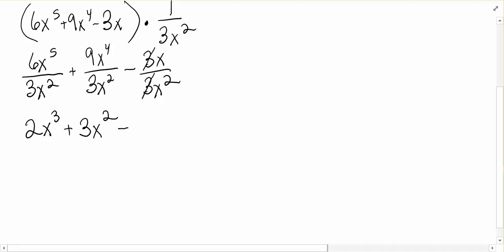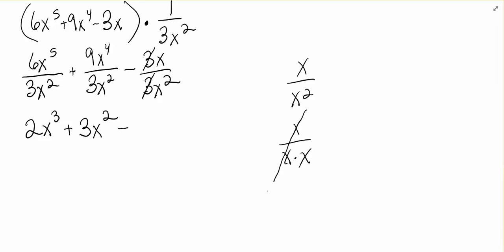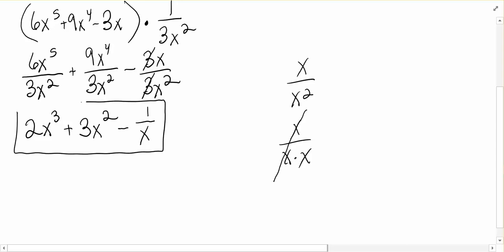The 3's divide out. Remember, dividing out means they're equal to 1, that 3 over 3 is 1. So similarly with our x over x squared, we want to think about that as x over x times x. The x's will divide out, leaving an x in the bottom. But by dividing out, we mean we're left with a 1, because anything over itself is 1. So that simplifies down to 1 over x in that case. And there's our answer to the division problem.